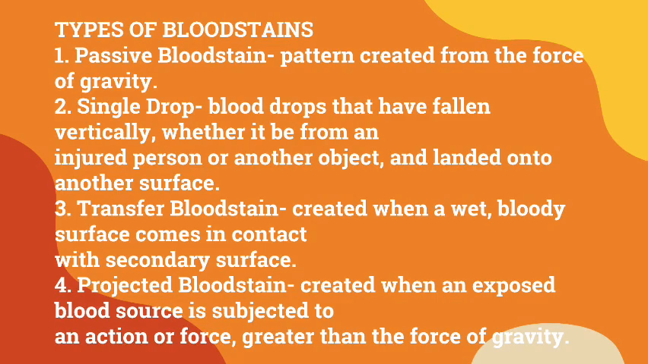Types of bloodstain. Passive bloodstain patterns are created from the force of gravity. Single drop: blood has fallen vertically, whether from an injured person or other object, to land on another surface.